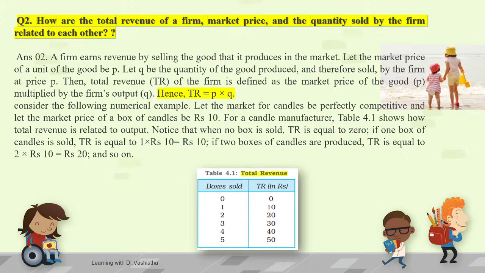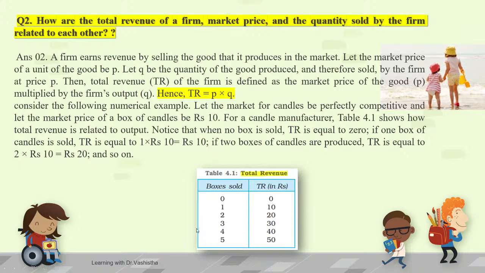Now in this situation, what will be the total revenue the firm earns? Total revenue will be nothing else but the market price of the good multiplied by the firm's output. The market price is assumed to be p and the firm's output is assumed to be q. So mathematically, total revenue equals p into q. I've taken a very simple example just to show how it is done.